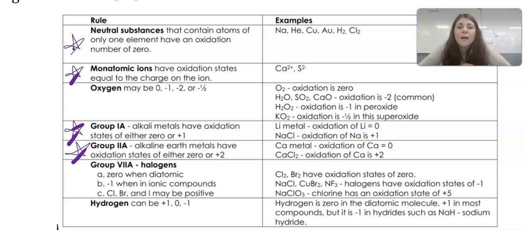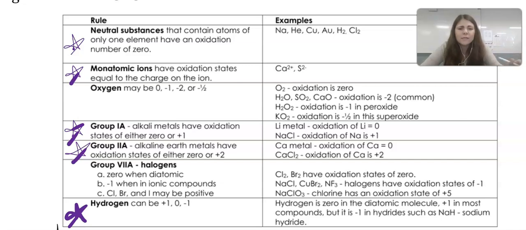Group 1 and group 2 elements are alkaline earth metals. If it's going to be in a compound, it will be whatever charge it is as an ion, unless it is a metal by itself. So this kind of goes with those first two I was talking about up here. That's why I said they're fairly easy.